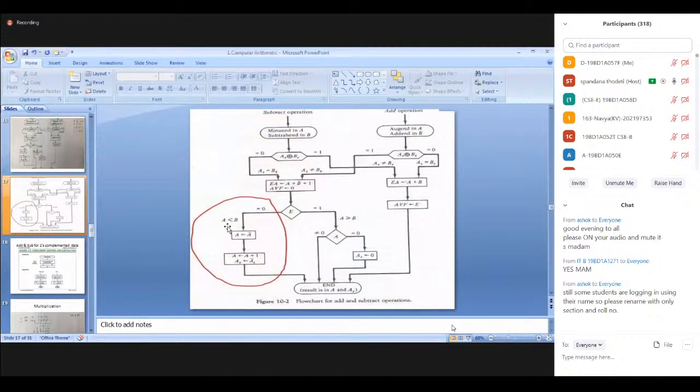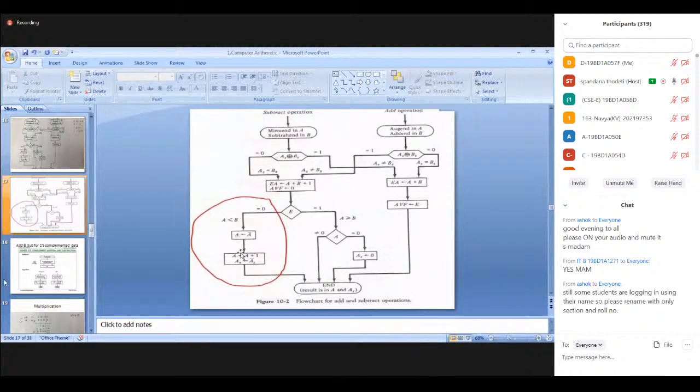And when A is less than B, and you want to perform the subtraction operation, whenever A is less than B, the sign of the resultant will be the sign of A. Here, what is the sign of A? A is less than B means the sign of A is negative. And we always represent negative numbers using the 2's complement notation.